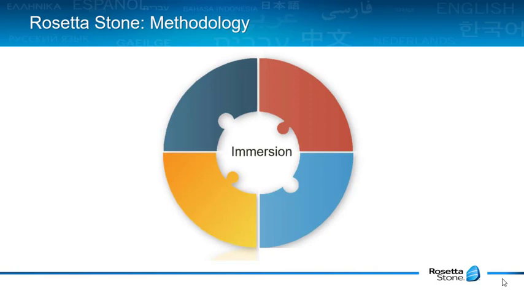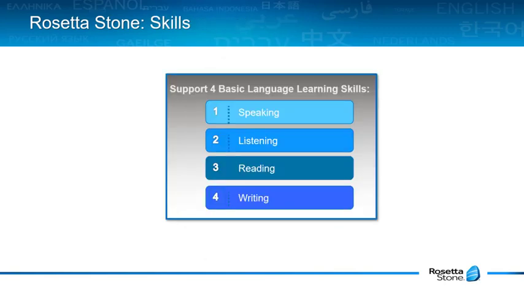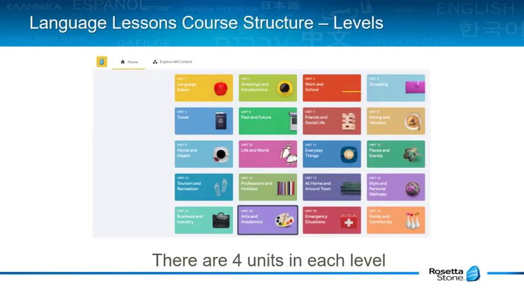The success of Rosetta Stone is based on its teaching methodology called dynamic immersion. This method helps you learn languages as if a child is learning his or her native language, which is more permanent. With its millions of images, instructions, and interactive practices, Rosetta Stone supports your language skills. There are different types of activities focusing on 4 basic language learning skills: speaking, listening, reading, and writing.